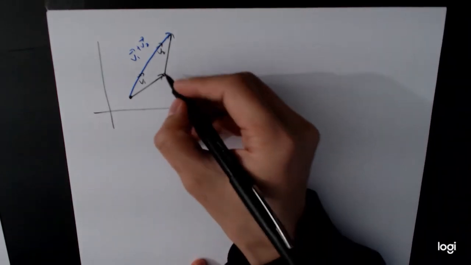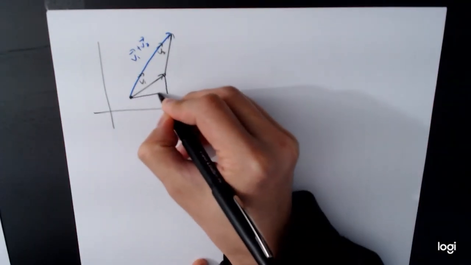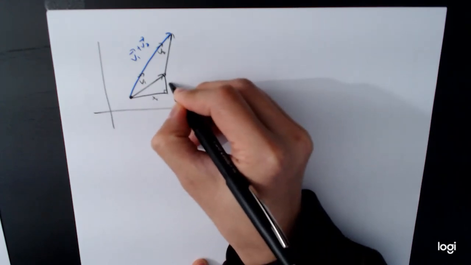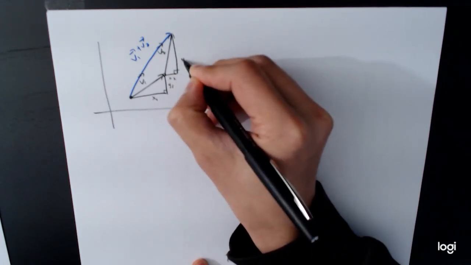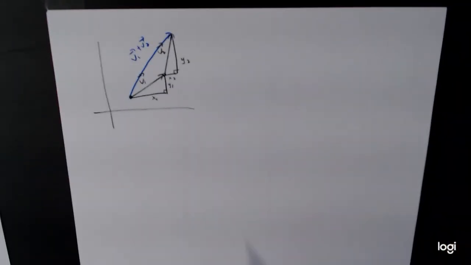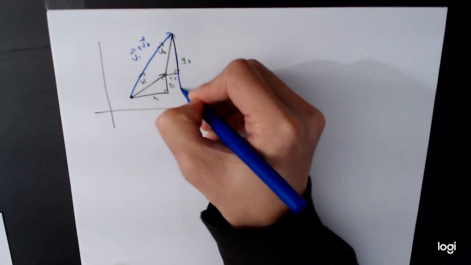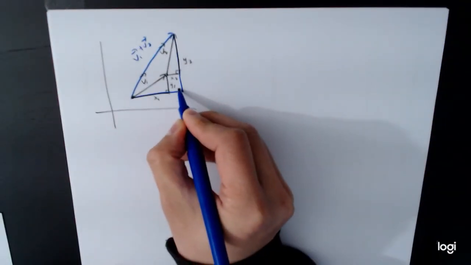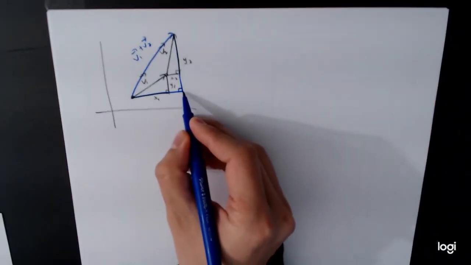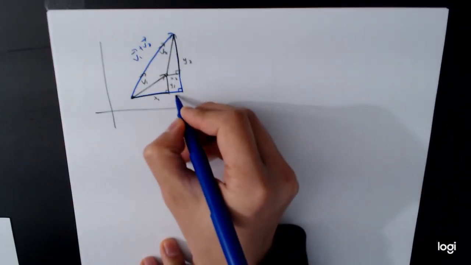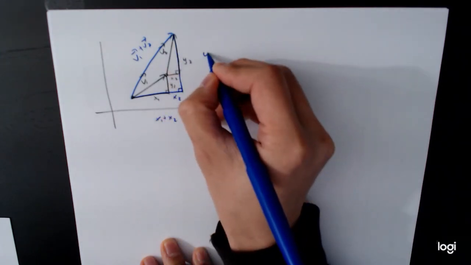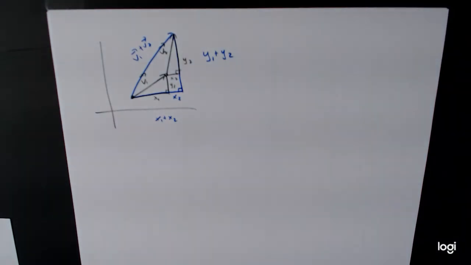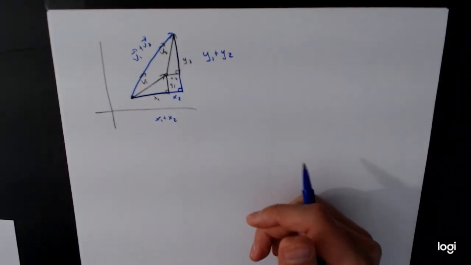Now for each one of these vectors, we can break them down into components. So we would have x1 and then y1, and then x2 and then y2. And the resultant vector would be a right triangle like this. And the question is, how much in the x direction and how much in the y direction do we have? Well, if we just look at this right here, this is x1, this will be x2. So we'll get x1 plus x2 in the x direction, y1 plus y2 in the y direction. And this actually gives us the entirety of vector arithmetic, adding vectors together.